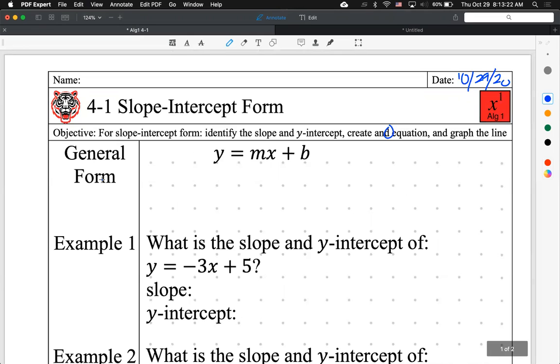All right, so let's talk about our general form. This is y equals mx plus b. You can call it y equals mx plus b form. You can call it slope intercept form. I typically call it slope intercept form. Why do I call it that? Because our m is slope. Our b is the y-intercept.